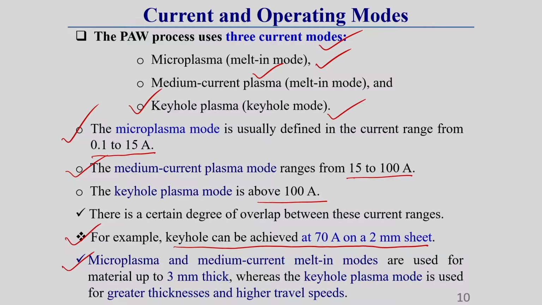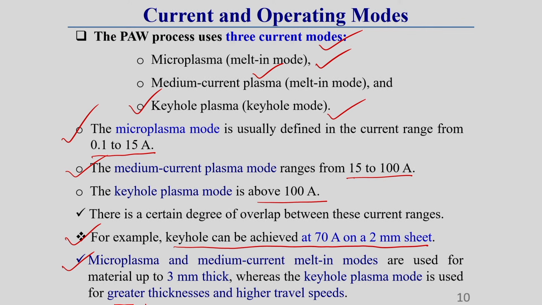Generally, microplasma and medium plasma welding techniques are used for plate thickness of a maximum of 3 millimeter. Once it is above 3 millimeter thickness, it is preferable to use keyhole mode. Keyhole mode generally has a very high power density. Due to this high power density, by using keyhole mode we can get high welding speed also, as I have written. That means we can use greater thickness of plate and higher welding speed.